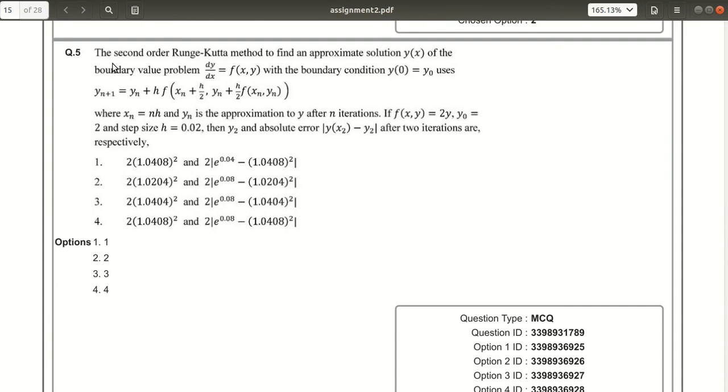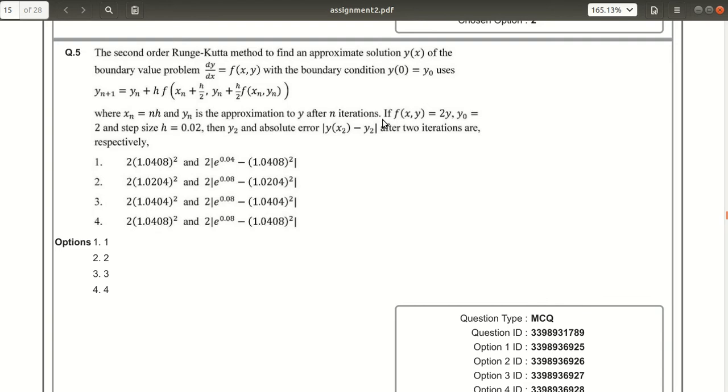Question number 5 is basically the second order Runge-Kutta method to find an approximate solution of the initial value problem dy by dx is equal to f of x, y, with the condition y of 0 is y0. It uses the second order Runge-Kutta method, which is y(n+1) is equal to yn plus h into f at (xn plus h by 2, yn plus h by 2 into f of xn, yn), where xn is nh and yn is the approximation to y after n iterations.